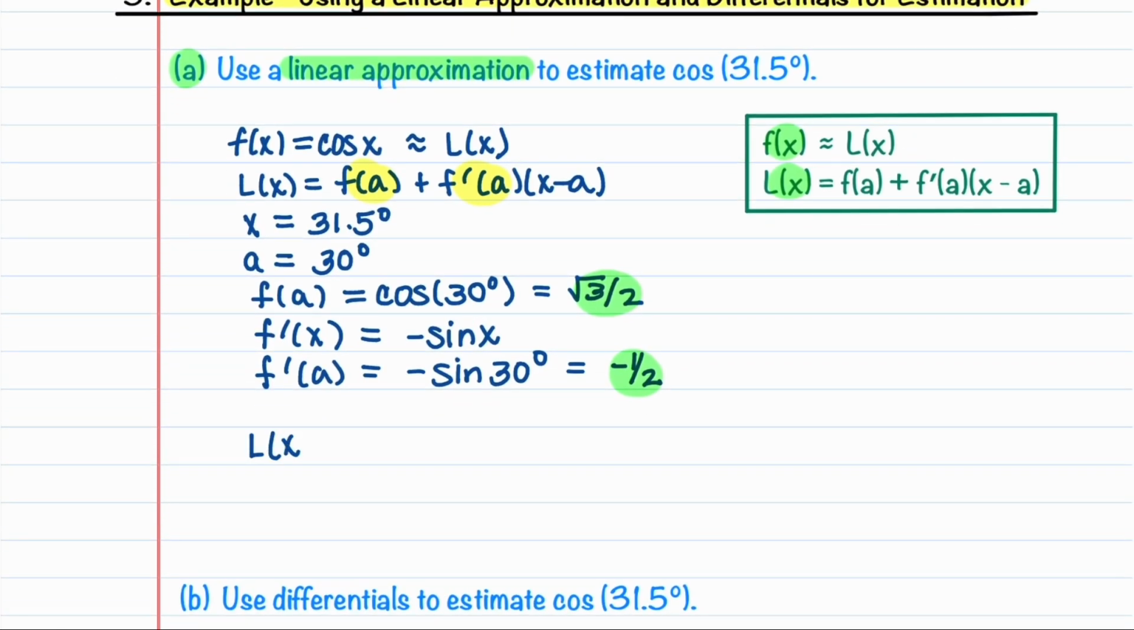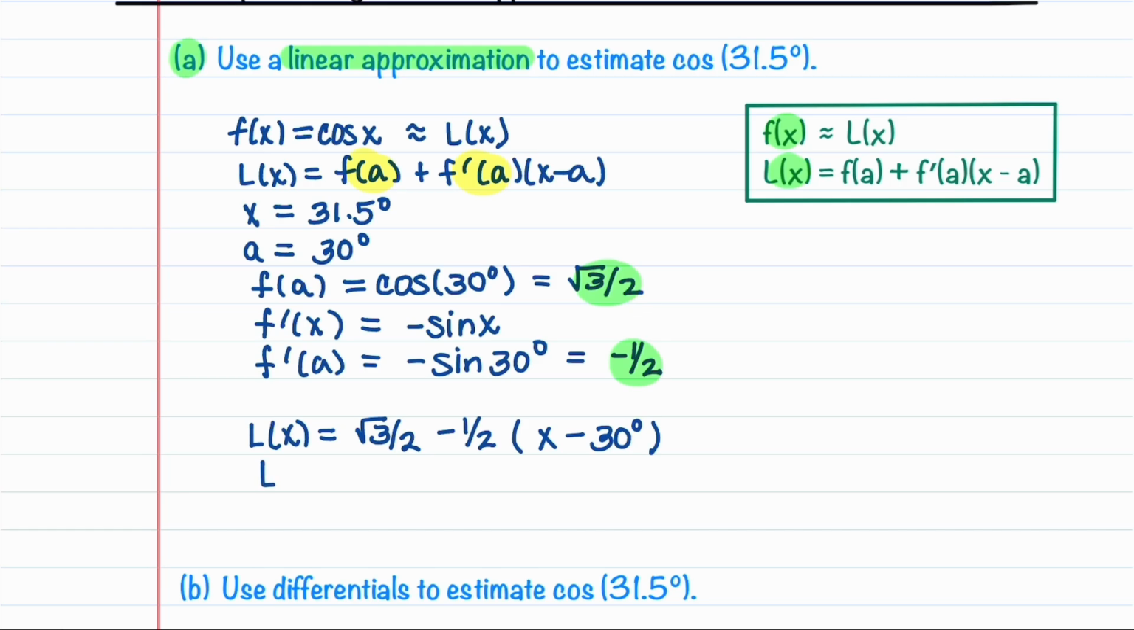So L of x is f of a, which is root 3 over 2, plus f prime of a, which is minus 1/2, and we multiply that by x minus 30 degrees. Now we want to find L at 31.5 degrees. So this is root 3 over 2 minus 1/2 times 31.5 degrees minus 30 degrees.